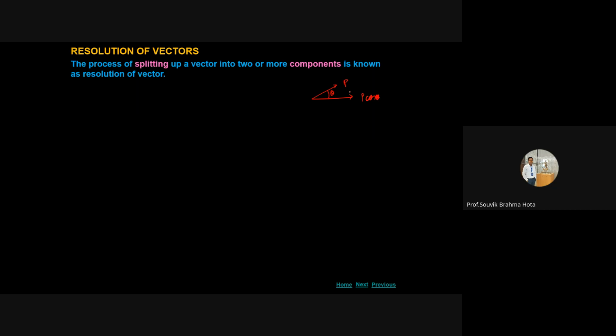Now the resolution of vectors. What do you mean by resolution of vectors? It is the process of splitting up a vector into two or more components. Suppose you have a vector which makes some angle with the x-axis like that. Just make two components of this. Suppose it is P, so P cos and then P sin.